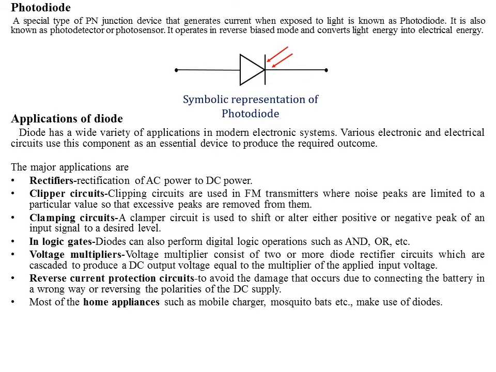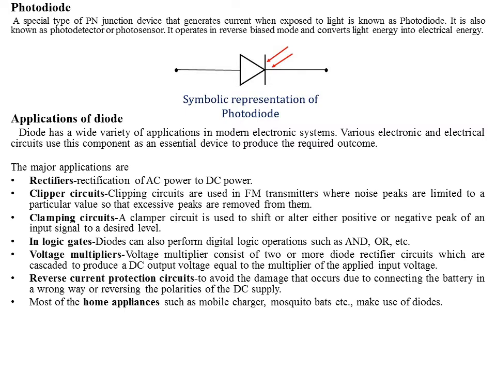Coming to the photodiode, photodiodes are those diodes which generate current when they are exposed to light, and hence they are called photodiodes. Photodiodes are also similar to light emitting diodes. They are also a special type of PN junction device. These produce current when they are exposed to light and hence are known as photodiodes. Photodiodes are also known as photodetectors or photosensors.